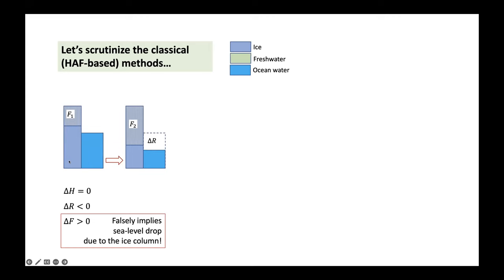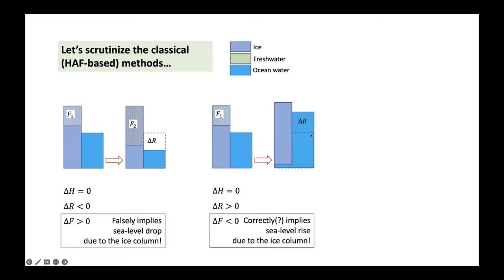Another example. Instead of dropping sea level, if something happened to the Earth system and the sea level rises, and there is again no change in ice height between the two time snaps, you can see that because of this excess amount of ocean water, it reaches buoyancy and the ice column starts floating. In this case, generally correctly, this method implies that there will be sea level rise because of this ice column. But there are some caveats, but let's not get into detail for now.